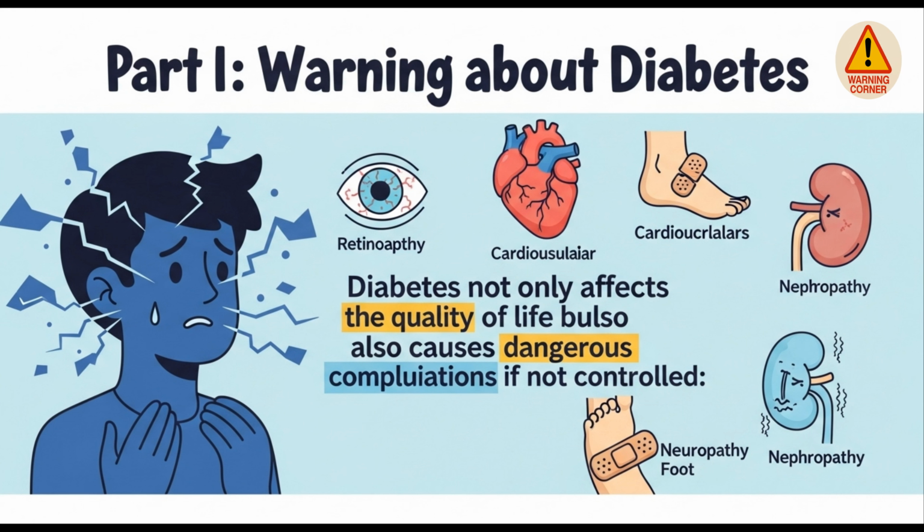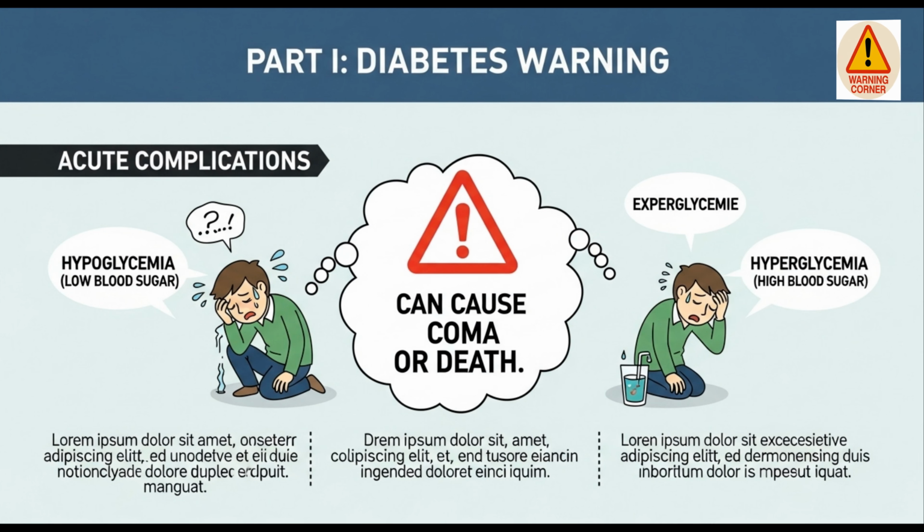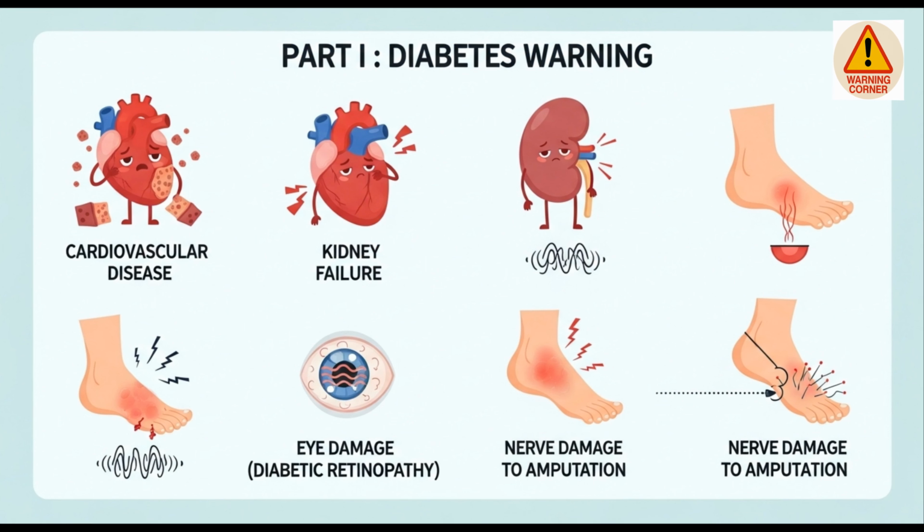Diabetes not only affects the quality of life, but also causes dangerous complications if not controlled. Acute complications: hypoglycemia or hyperglycemia can cause coma or death. Chronic complications include cardiovascular disease, kidney failure, eye damage, diabetic retinopathy, and nerve damage leading to amputation.